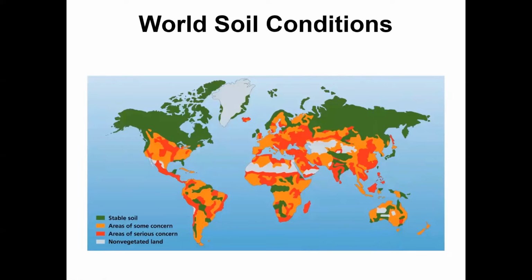To give you a global aspect of the intensity or severity of soil erosion, looking at the orange color and the red color across the globe, you can see that the areas of some concern and the areas of serious concern mainly occur in Central and parts of North America, South America, Africa, and the majority being in the continent of Europe as well as Australia.